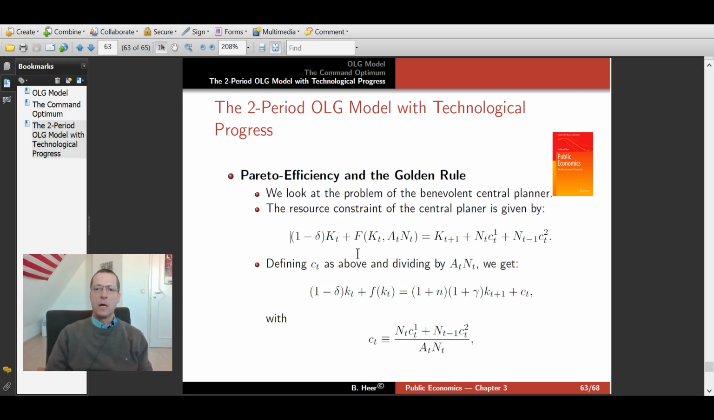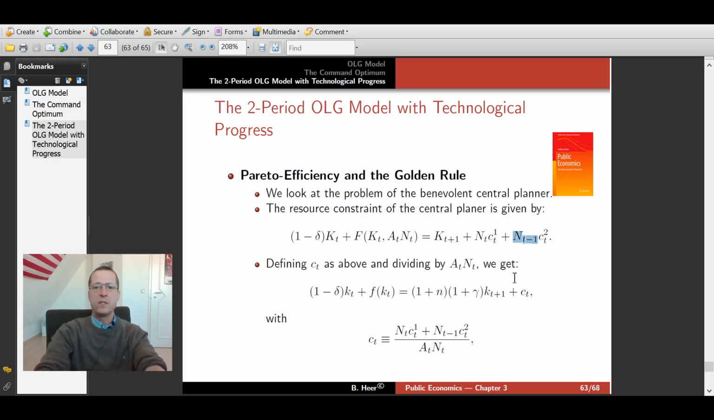And the young households in period T consume C1T. So NT C1T here, that's the consumption of the young people. The old people, they have number NT minus 1. These are the young people of the previous period, T minus 1, and they consume C2T.